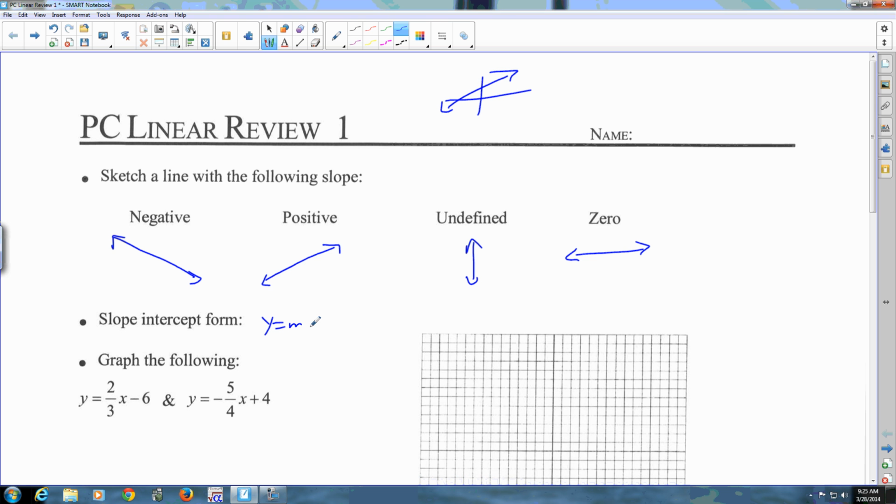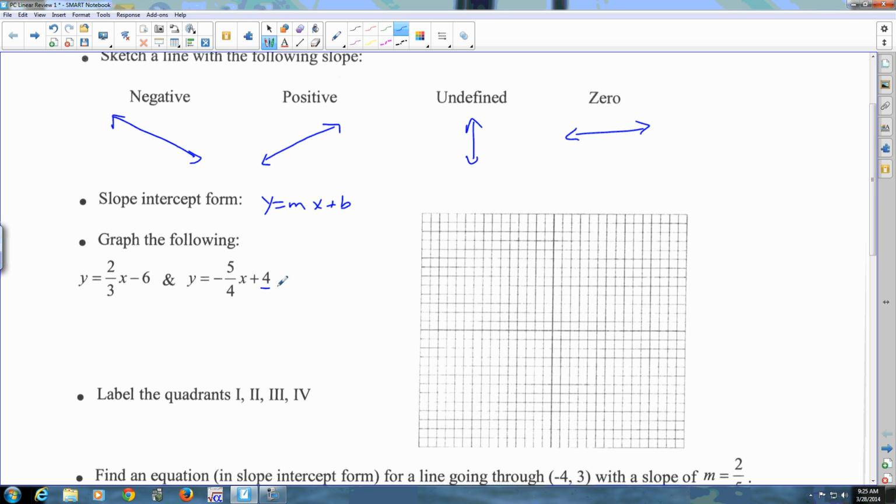Okay, slope-intercept form. You guys will remember it as this. Given these, if I'm asking you to graph them, where you start is with the y-intercept. So 1, 2, 3, 4. And from there you do your slope. Where the negative goes, once again, doesn't matter. It's one place or the other. Just not both, because if it's both, the line's going to turn out to have a positive slope.